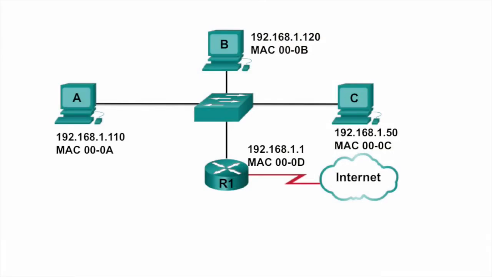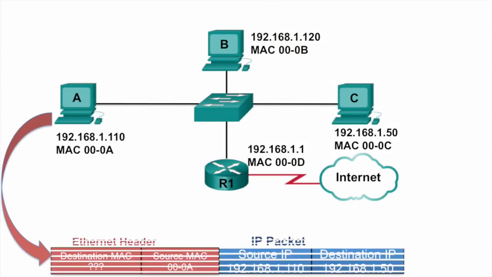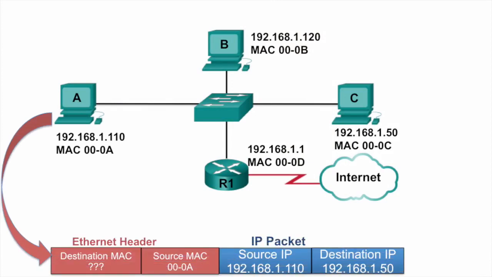In this video, we're going to see PCA send an ARP request for the MAC address of PCC. PCA has an IP packet with the source IP address of itself, 192.168.1.110, and the destination IP address of PCC at 192.168.1.50. So it needs to know what the destination MAC address will be.